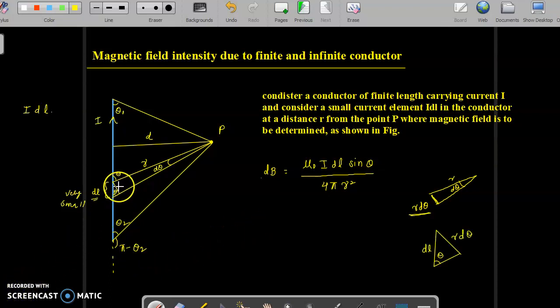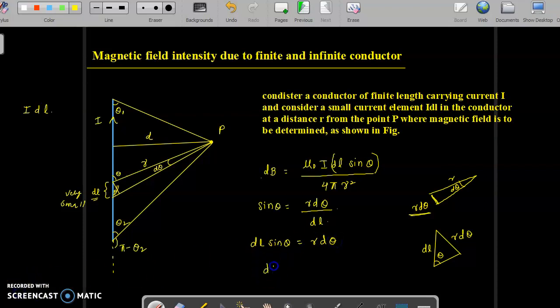Now if you look at this triangle, this height is equal to r dθ. You can see that the hypotenuse of the triangle is the length of the section, that is dl, and this is the angle. And if you take sin θ here, sin θ is the opposite side, that we know is the arc length, that is r dθ, upon the hypotenuse dl. So dl sin θ we can represent as r dθ. dl sin θ is equal to r dθ.